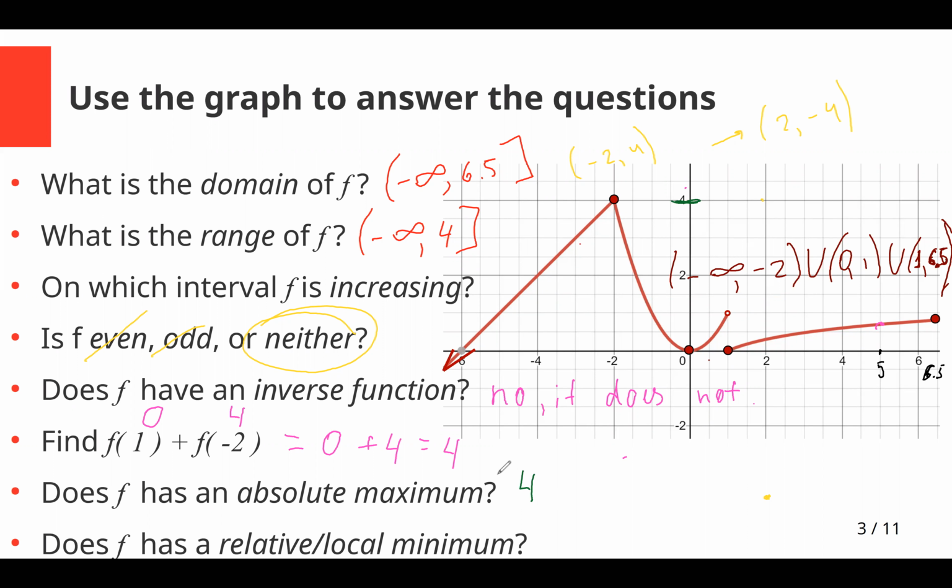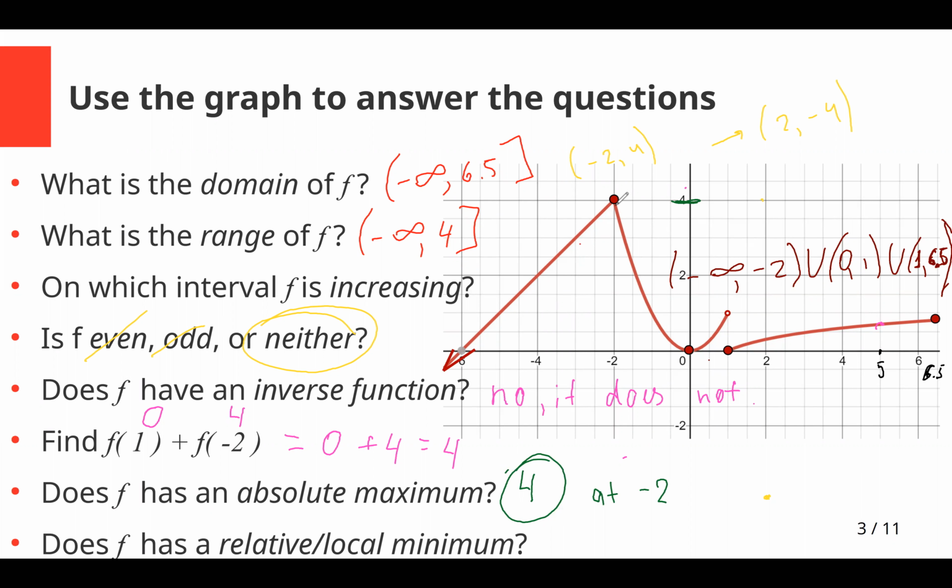Now, the absolute maximum value is the y coordinate. You could say that it happens at -2, but this is what we are interested in, right? We could be asked where it happens, where does the function have the absolute value, but usually we're interested in the y value. What's the highest value the function can get?